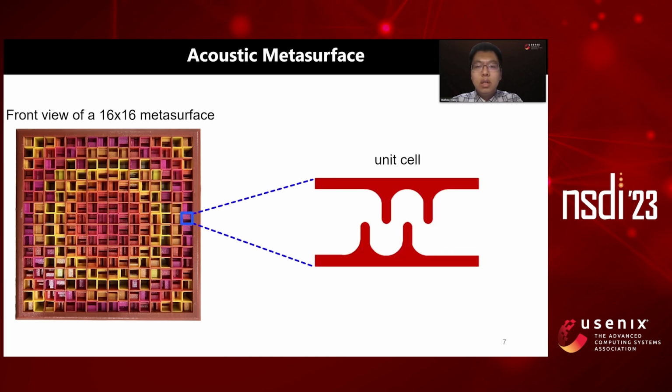Inside each unit cell, we can use parallel steps to change the propagation path of acoustic signals. After the incident wave passes through a unit cell, a phase delay is introduced. The different path lengths introduce different phase delays at the output, making each unit cell behave like a mini speaker. By carefully arranging the unit cells, the metasurface can interact with sound differently.